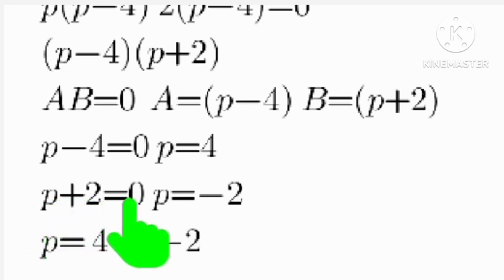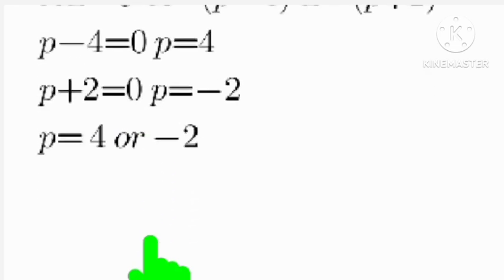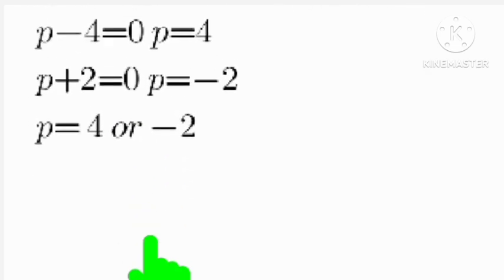And here we have p plus 2 is equal to 0. After expanding this bracket with 1, we have p plus 2 is equal to 0. And then we are simply going to solve for p again. Because it's positive, once it's crossing to the other side, it's going to give us negative 2. So these are our answers. So that's how you solve quadratic equation using factorization method.